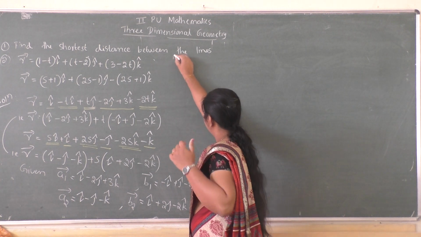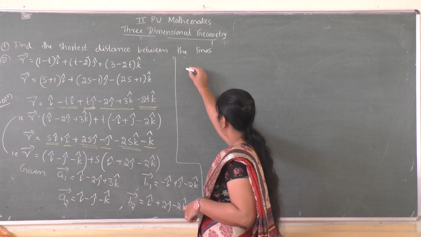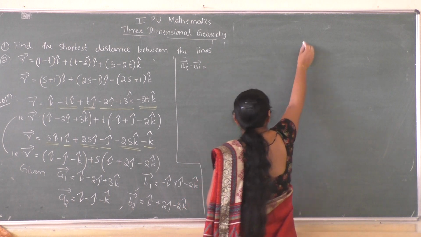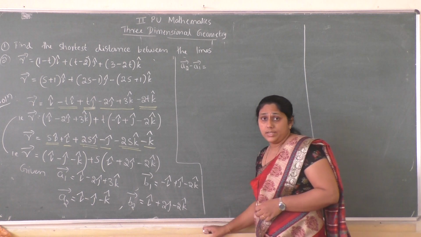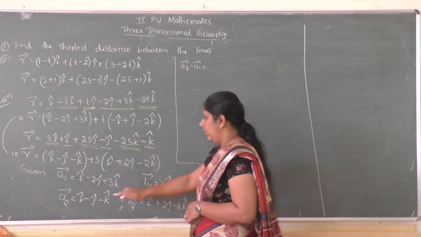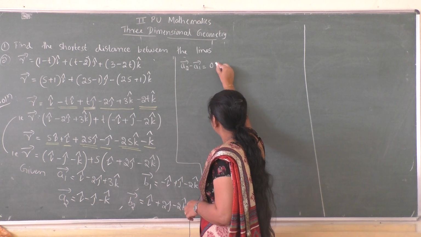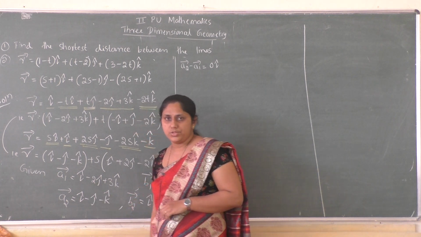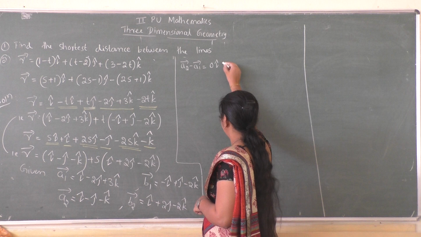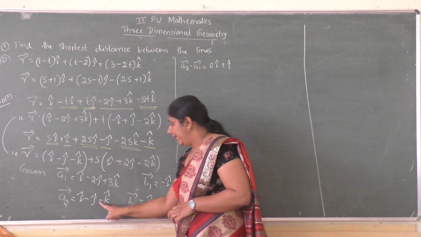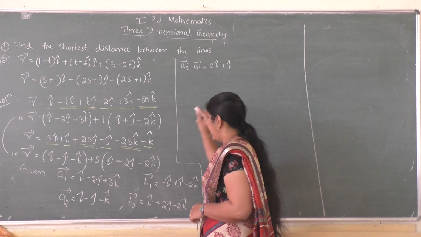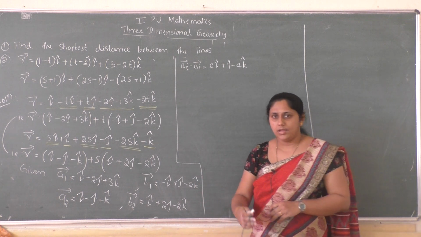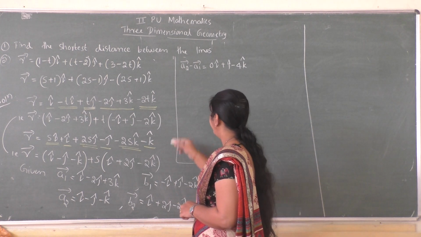So first what we have to find? We have to find vector a2 minus vector a1. So it is vector a2 minus vector a1: I cap minus I cap, that is 0 I cap, minus j cap minus of minus 2 j cap, that is minus 1 plus 2, that is plus j cap, minus k cap minus 3 k cap, that is minus 4 k cap. So this is vector a2 minus vector a1. Next, what we have to find?